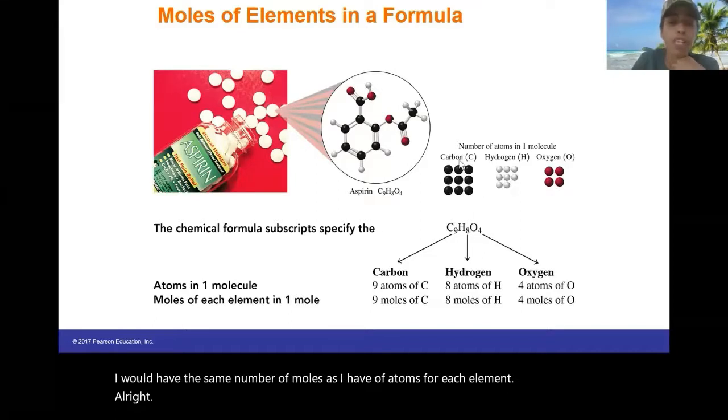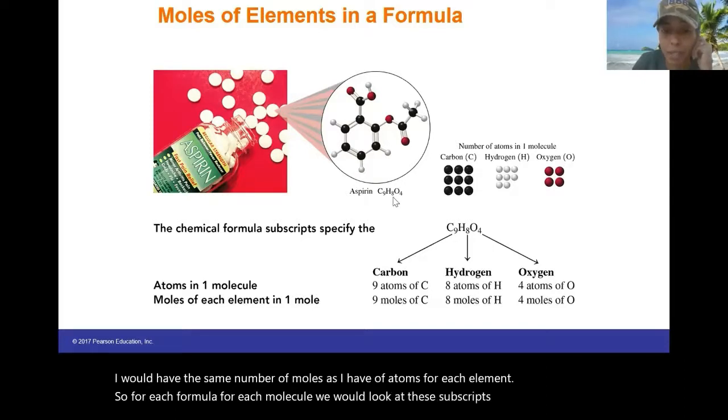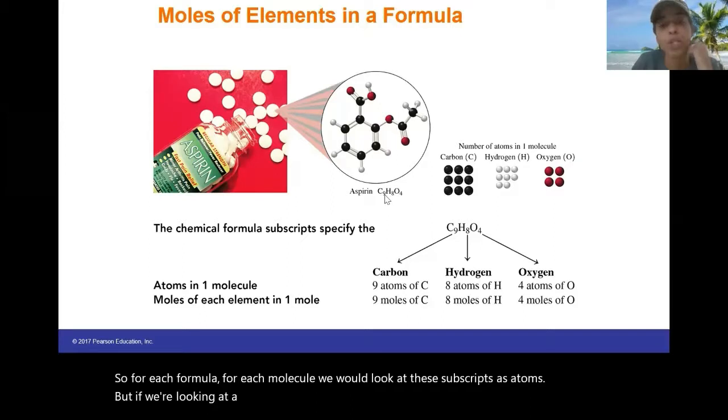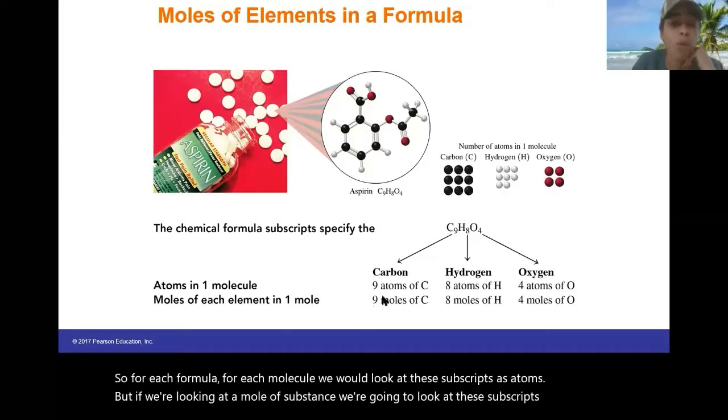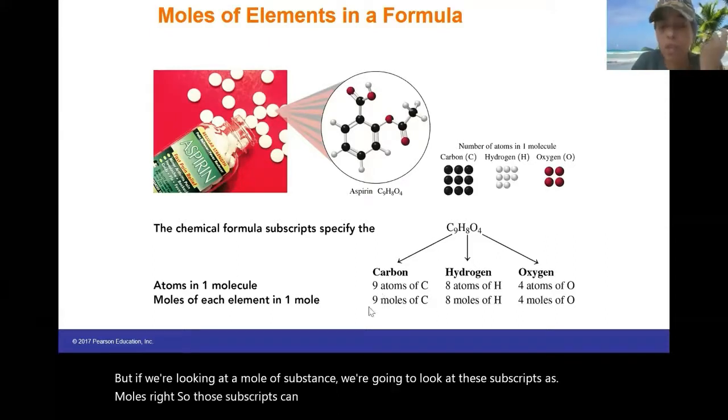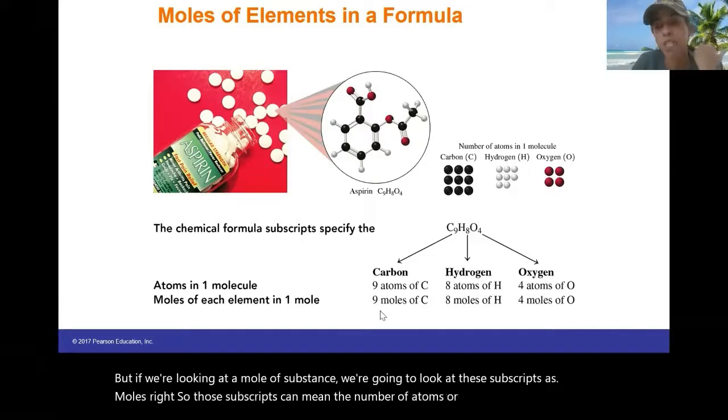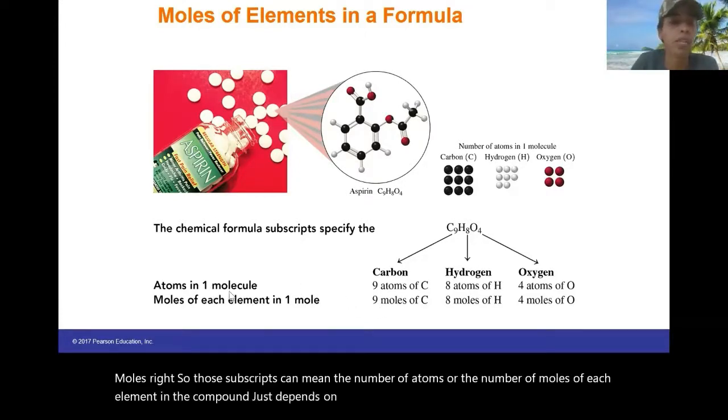So for each formula, for each molecule, we would look at these subscripts as atoms. But if we're looking at a mole of substance, we're going to look at these subscripts as moles, right? So those subscripts can mean the number of atoms or the number of moles of each element in the compound. Just depends on whether we're looking at a molecule or a mole.